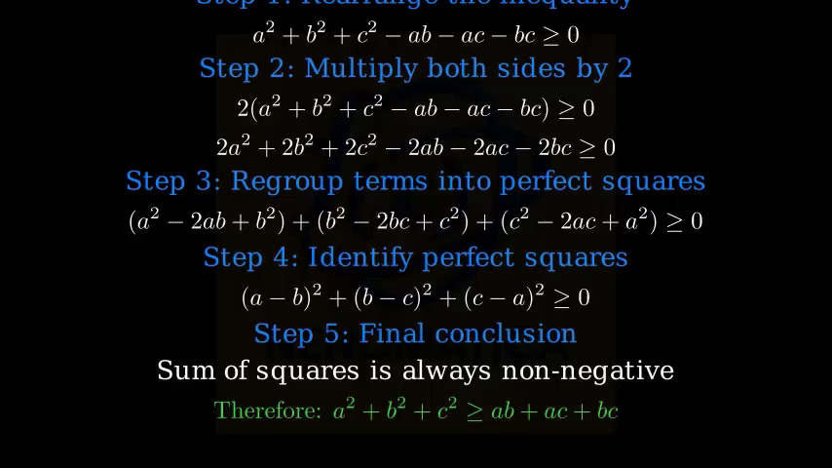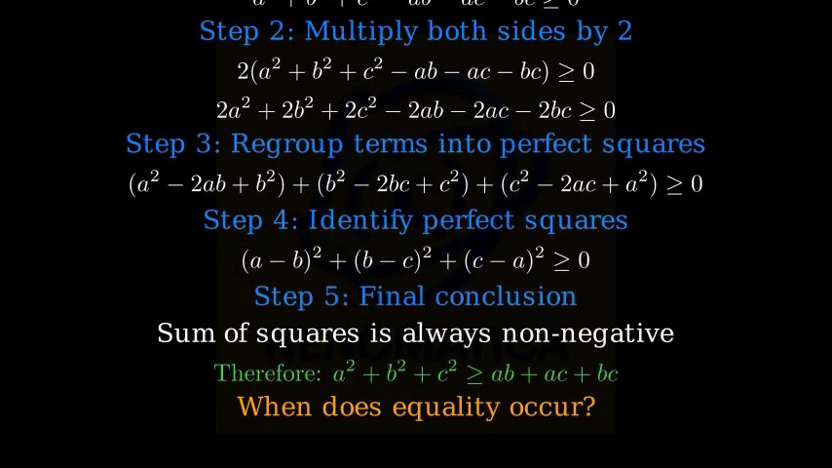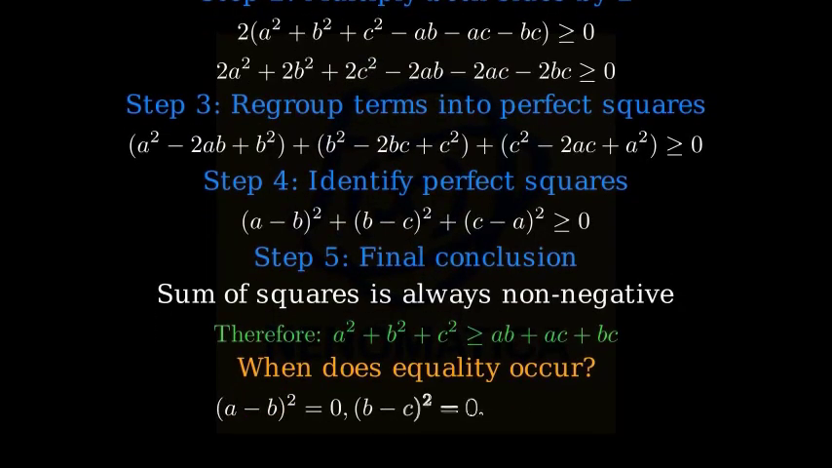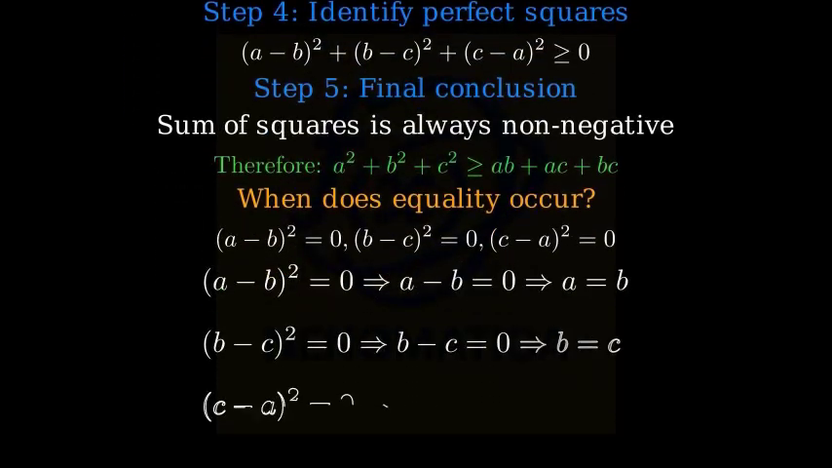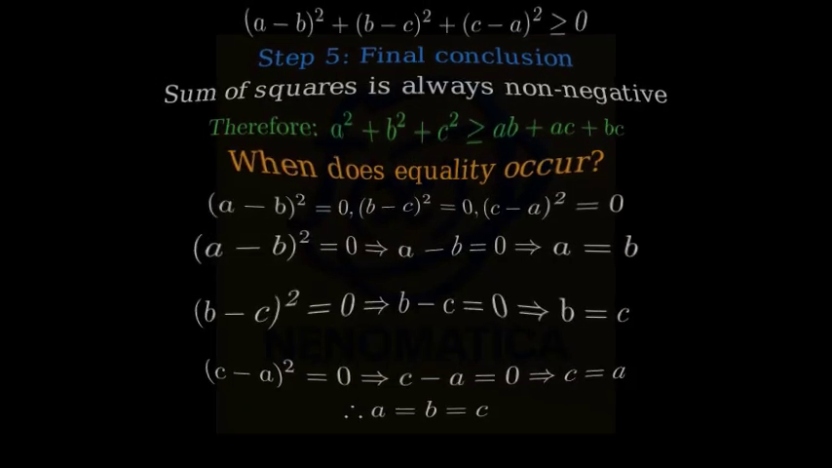Now, let's investigate when equality occurs. The equality occurs when all the squared terms equal 0. That is, when a minus b equals 0, b minus c equals 0, and c minus a equals 0. Solving these equations, a equals b equals c, and c equals a, we conclude that equality holds when a equals b equals c. In other words, all 3 variables must be equal.